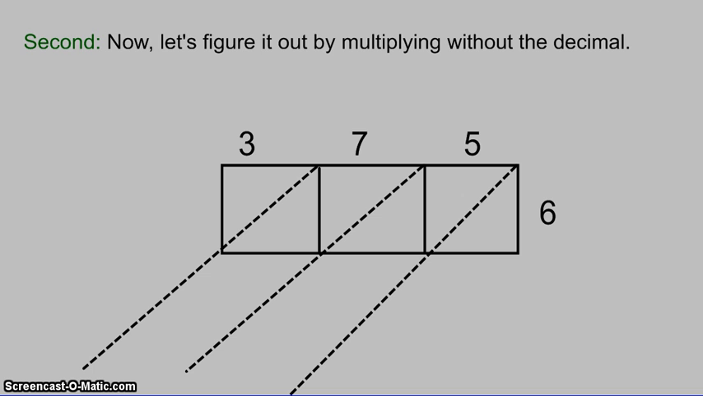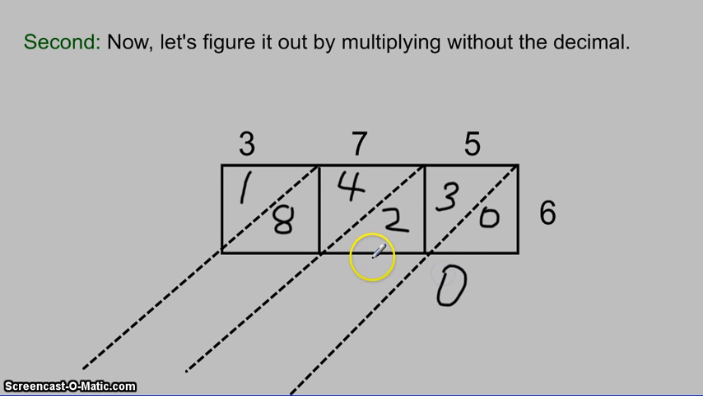So now let's figure this out by multiplying without the decimal using lattice. So now I have 375 times 6. So again, let's do lattice. 5 times 6 is 30. 6 times 7 is 42. 6 times 3 is 18. Now we need to add up our columns.